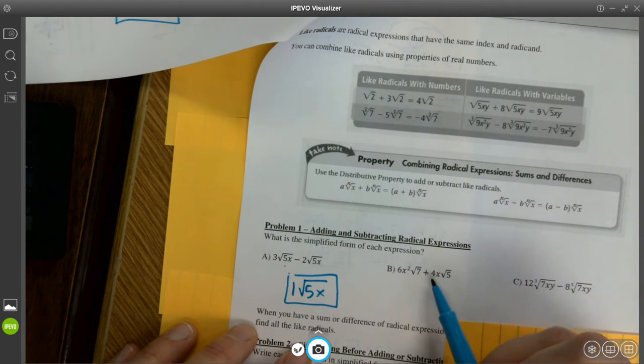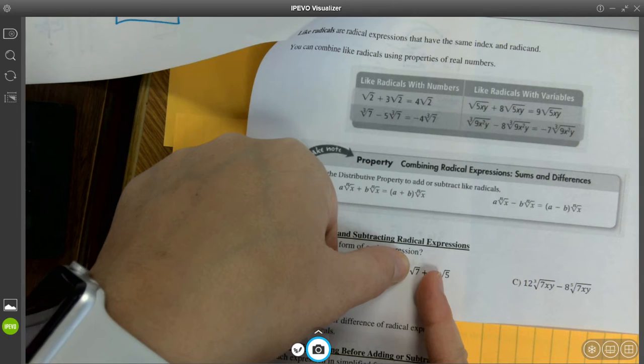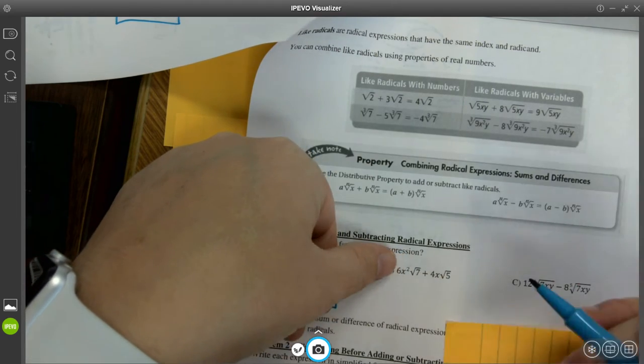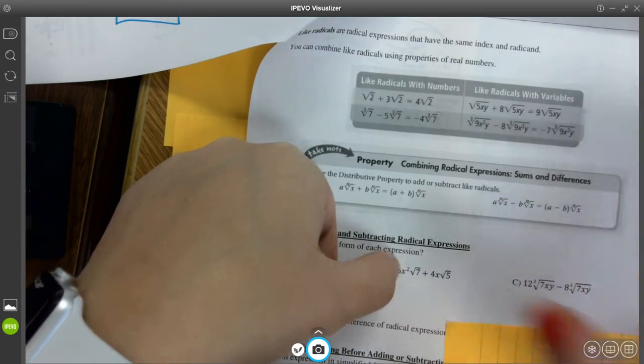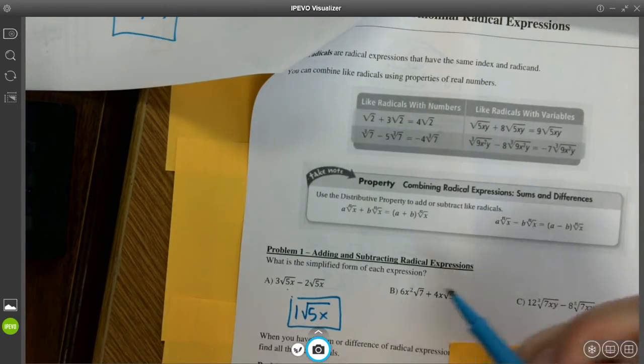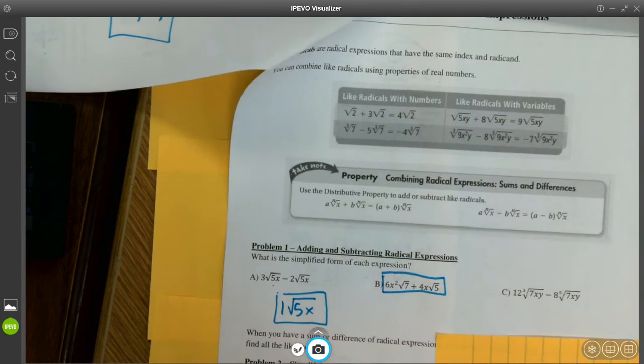Here, looking at this, first I would want to look at my root. Those are not the same, so I cannot combine them. Even if they were the same, my x's aren't the same, so you have to be careful of both things. So this is completely factored. I can't simplify that any further, so this is all I can do.